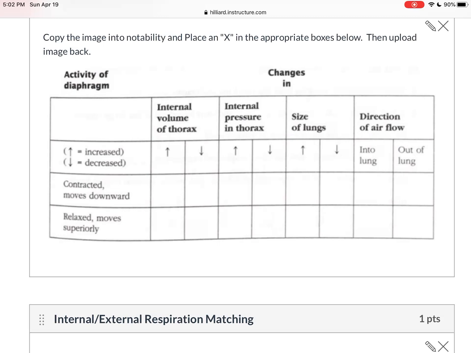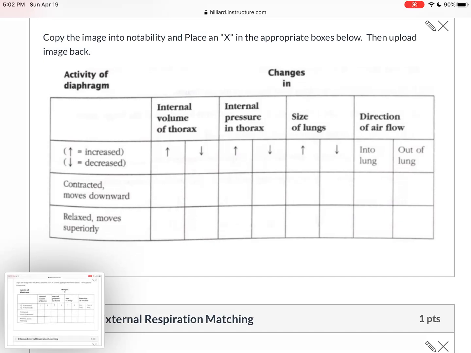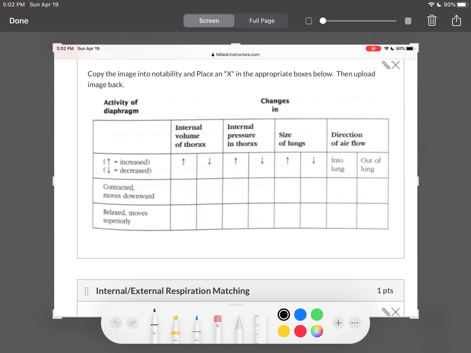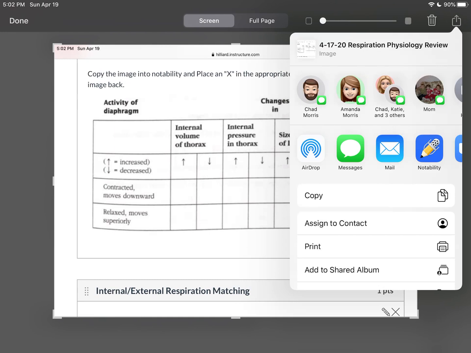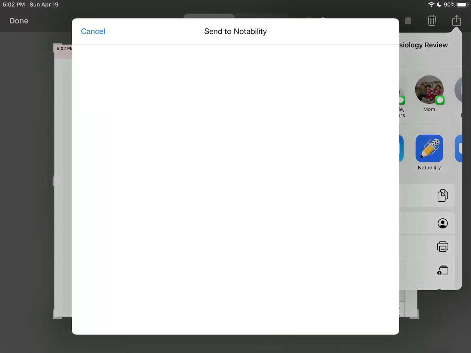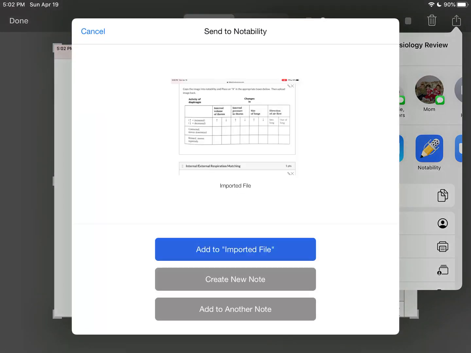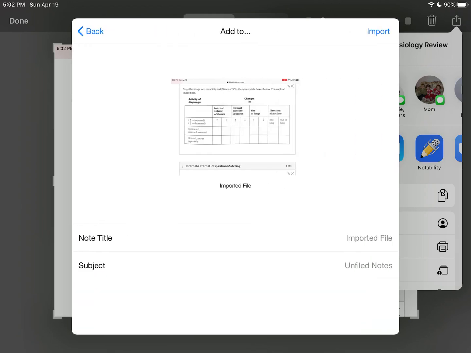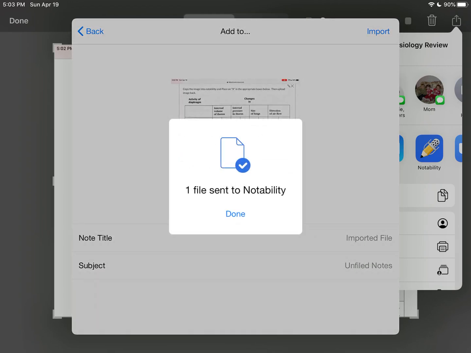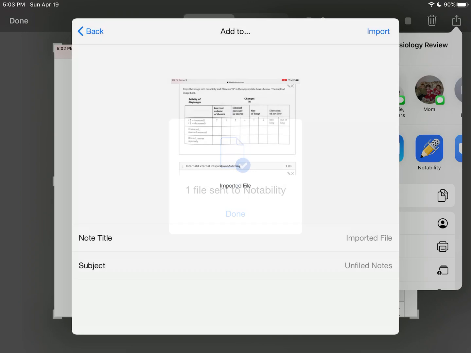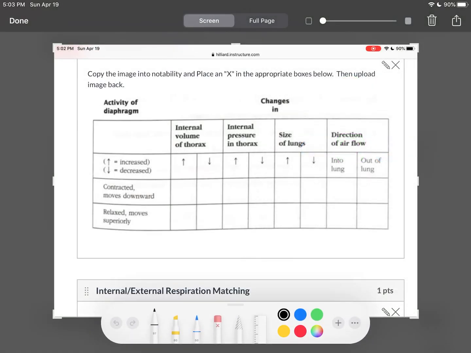Actually, I'm going to screenshot this and let's go ahead and add that to Notability as well. Yep, we're going to add it to this. All right, let's go back here.